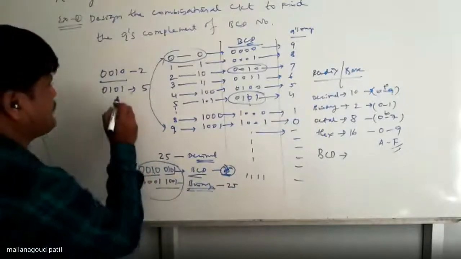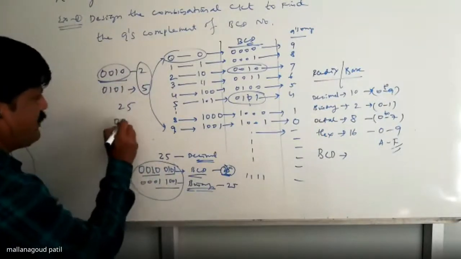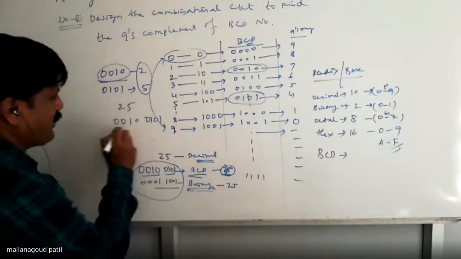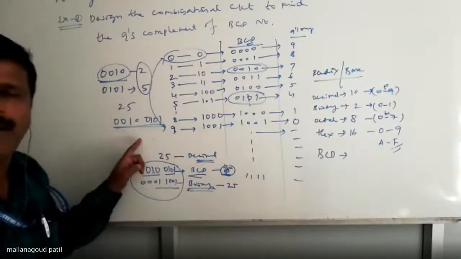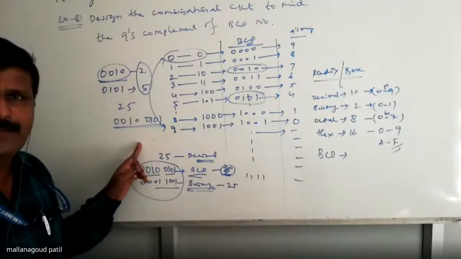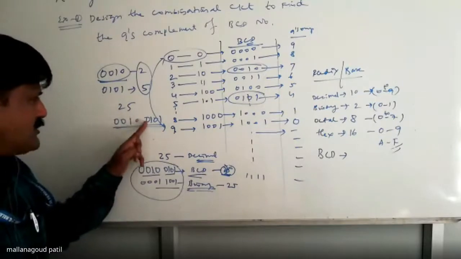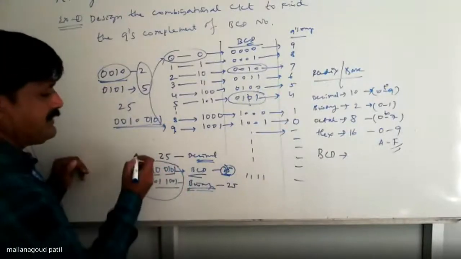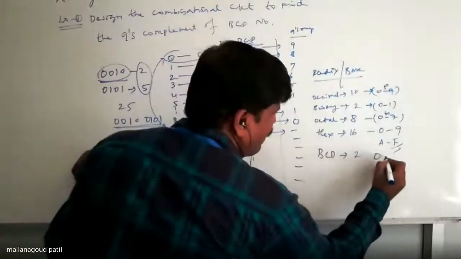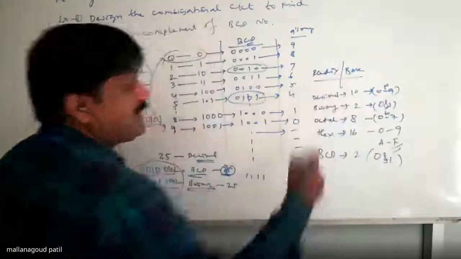Now you see, I can write first 2 and 5, meaning first 0, 0, 1, 0, then 0, 1, 0, 1. This is the BCD representation. Is any bit other than 0 and 1 included in this? No, because here it is 0, 0, 1, 0, 0, 1, 0, 1. In this you have used only 0 and 1. Then what is the base of BCD? Base will be 2. You are using only 0 and 1, similarly as in binary.